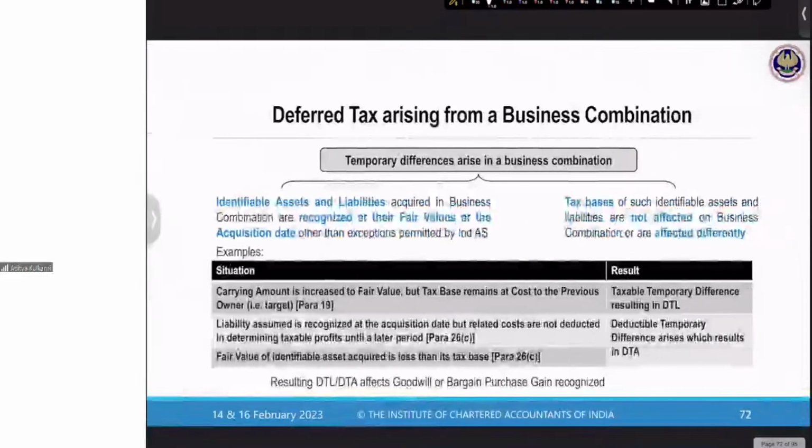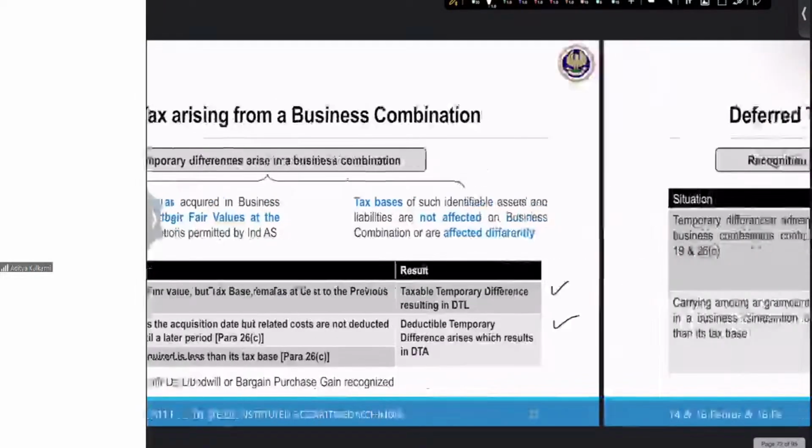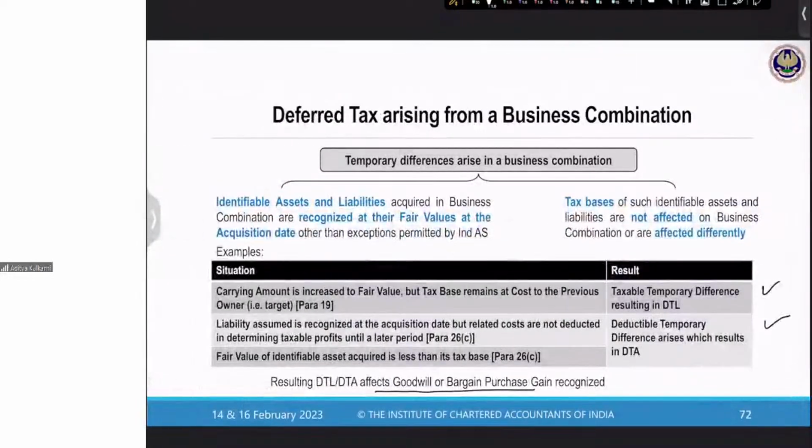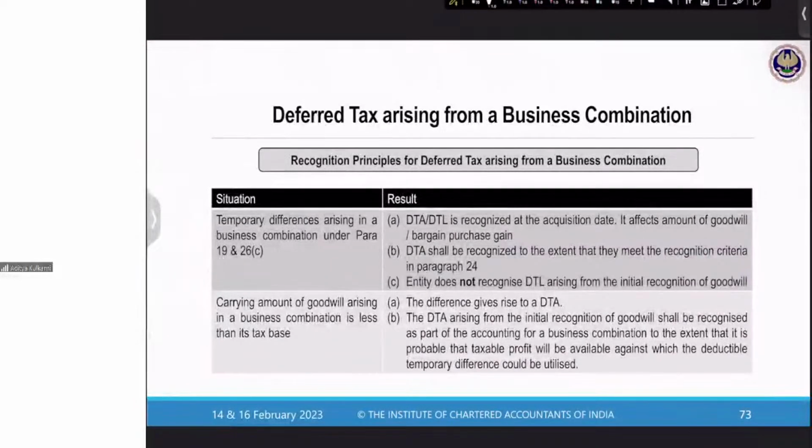So these were small steps which were there. Business combination we have discussed already. Yes, it affects the goodwill or bargain purchase gain recognized. We have seen that already. The difference gives rise to a DTA or DTL, whatever it is.